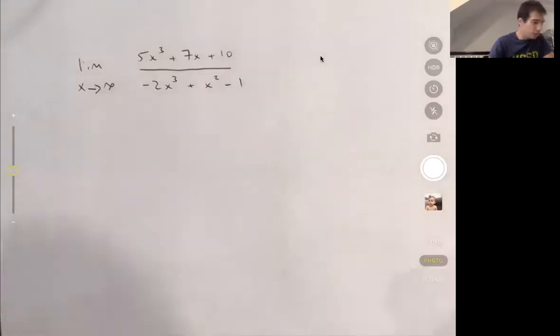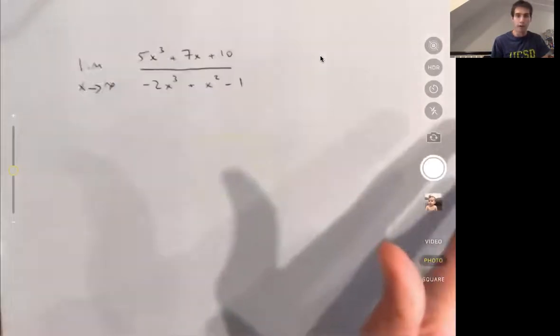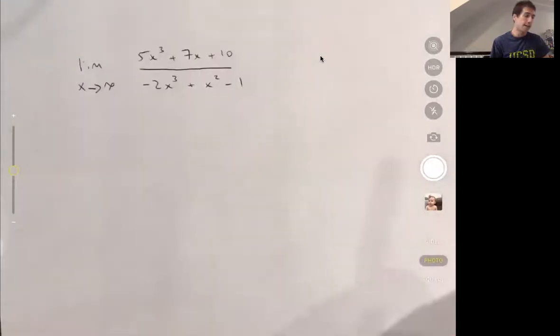Okay, so I'm going to compute the limit of this rational function as x goes to infinity. What that means is that if this tends to a limit, then the rational function has a horizontal asymptote at that value. The way that I'm going to do this is I'm going to multiply by 1 in a smart way.